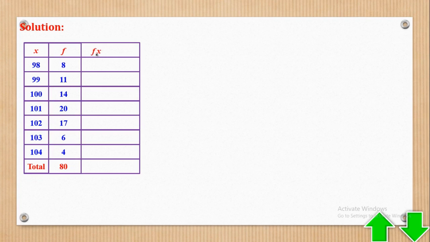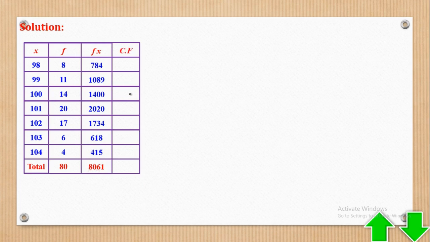The next is to multiply f and x. So f and x will multiply this with this. So when I multiply 98 by 8, I'll come up with 784. When I multiply this by this, I'll come up with 1089. When I multiply this by this, I'll come up with 1400. When I multiply this and this, I'll come up with 2020. When I multiply this by this, I'll come up with 1734, and this by this, I'll come up with 618, and this by this I'll come up with 415. So next is to add all these values, and when I add all of them, I'll come up with 8061.